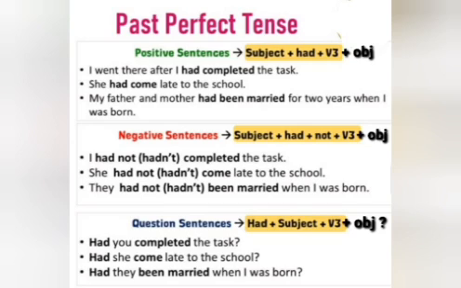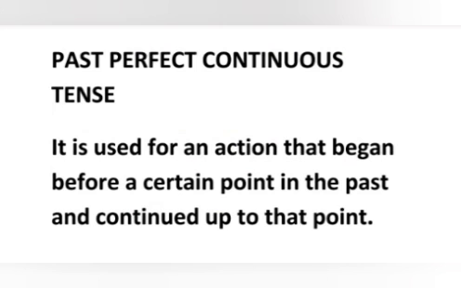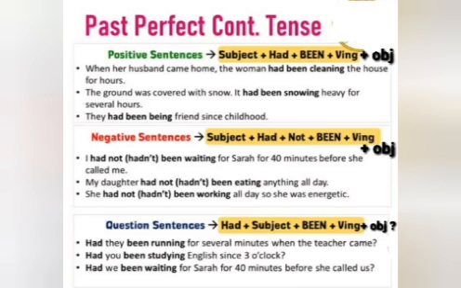The last point is past perfect continuous tense. Now this is used for an action that began before a certain point in the past and continued up to that point. The syntax here is subject plus had plus been plus V1 plus ing plus object. V1 is the verb's first form. For example, when her husband came home, the woman had been cleaning the house for hours.